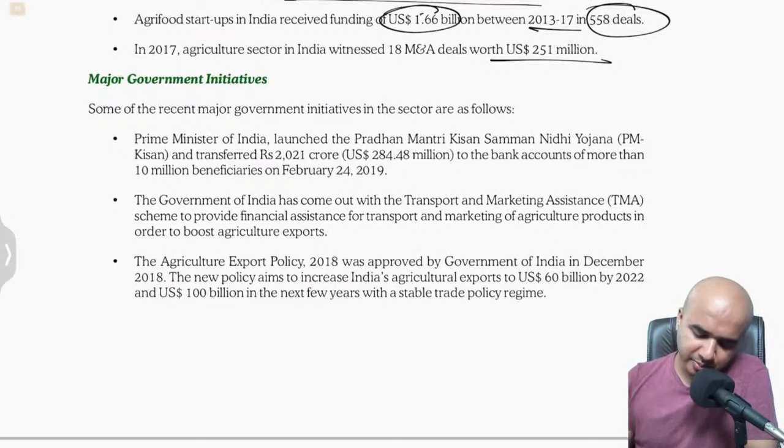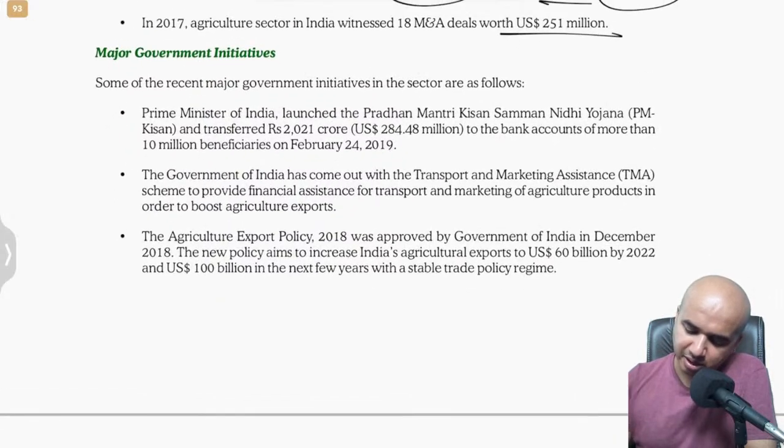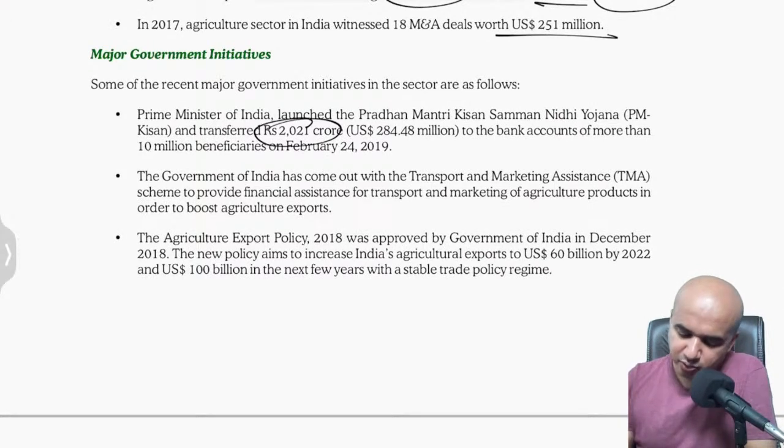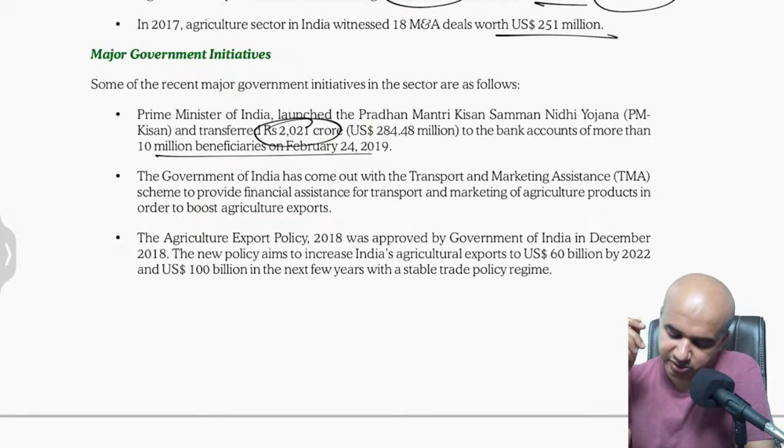PM of India launched the Pradhan Mantri Kisan Samman Nidhi Yojana. Okay, whatever that means. So the PM has launched and transferred rupees 2021 crores to the bank accounts of more than 10 million beneficiaries. Okay, that is interesting. So much has been transferred to the beneficiaries. They don't mention who are the beneficiaries though.